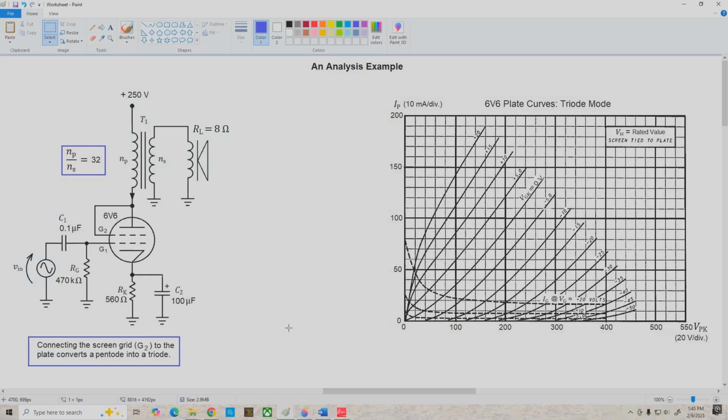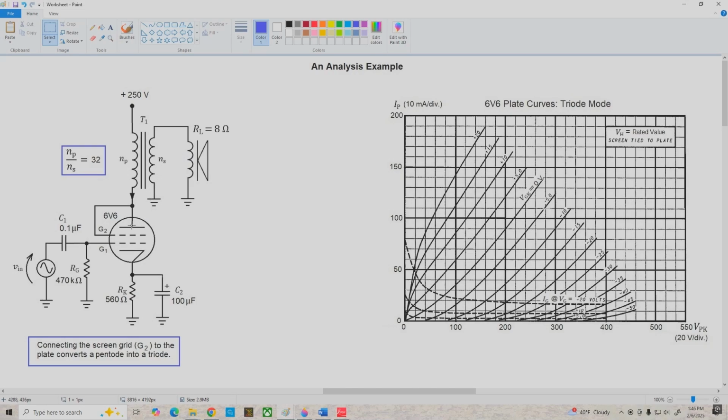Here's the circuit we're going to work with. Let's start at the top and work our way down and see what we got going here. We've got a 250 volt power supply, and our output transformer has a turns ratio of 32 to 1. We're driving an 8 ohm loudspeaker.